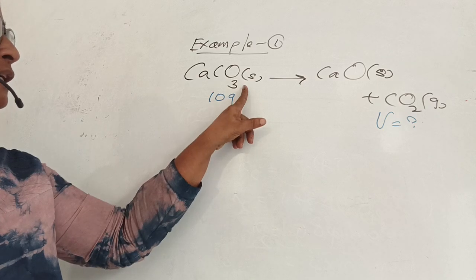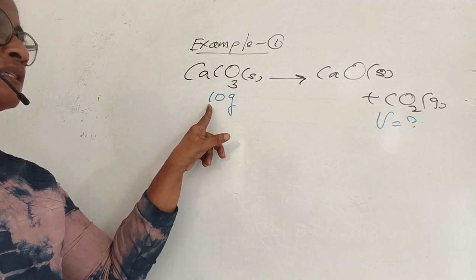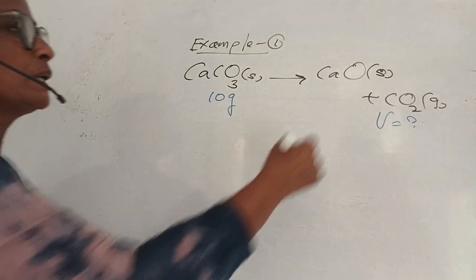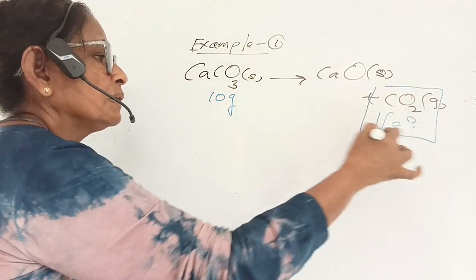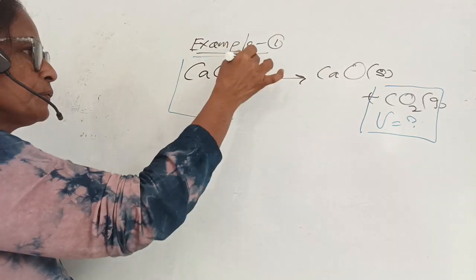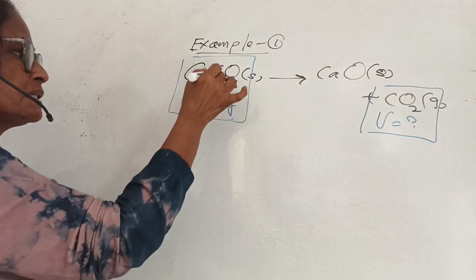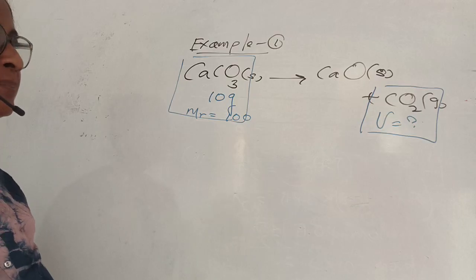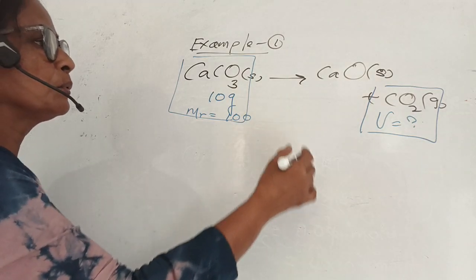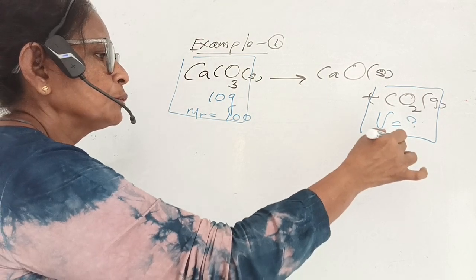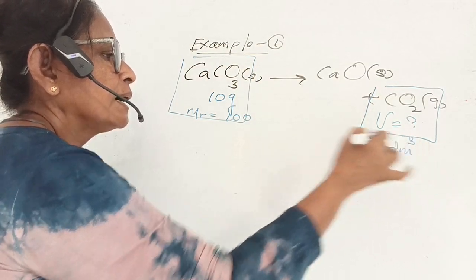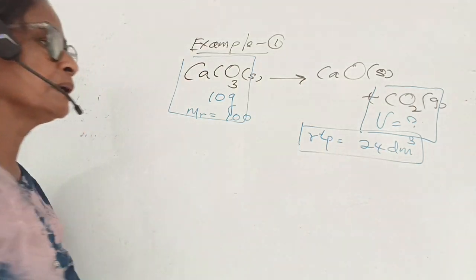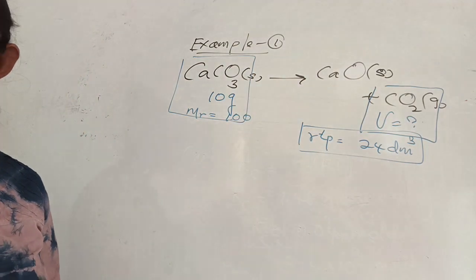The usual method is to find the number of moles of calcium carbonate and see how many moles of carbon dioxide form. But it's very easy. Within a very short time, the answer can be taken. As the mass is given, you can calculate the molar mass of calcium carbonate. And you know, 1 mole of any gas occupies 24 decimeter cube at RTP. So at RTP, the volume of the gas occupies 24 decimeter cube.